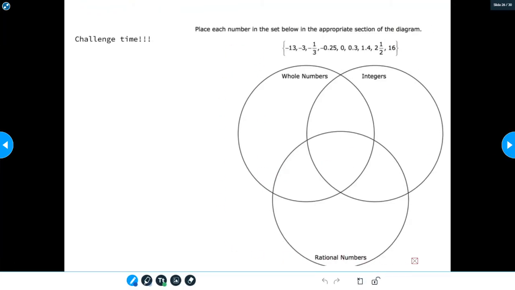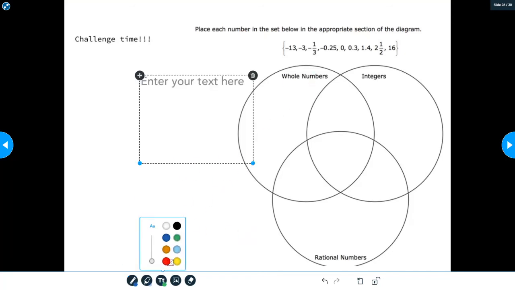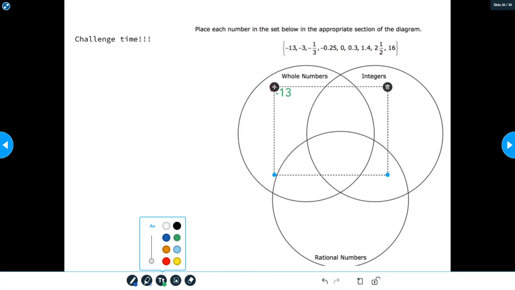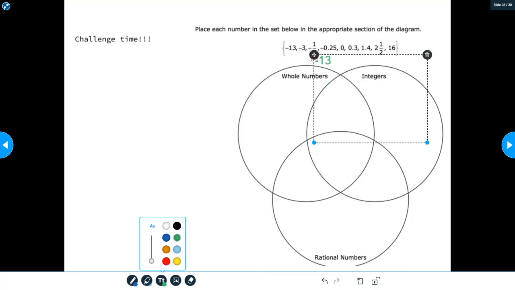This is where I want you to go ahead and put it so that I can see it, because if you write it just in your notes, I would not be able to see it. So what I would do on these kinds of problems is I would take out the text box and write -13, and then with these little arrows right here, I can move the text box to where I think it goes. I think this is an integer because it's a negative number. It's not going to be a whole number because it's negative, but it is also going to be a rational number. So I want to put it inside where the integer circle and the rational circle overlap, but not all three. So that's where I'm going to put the -13.